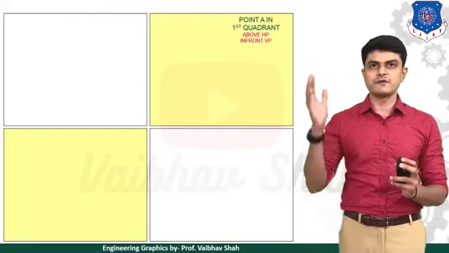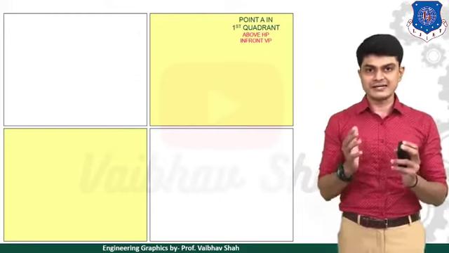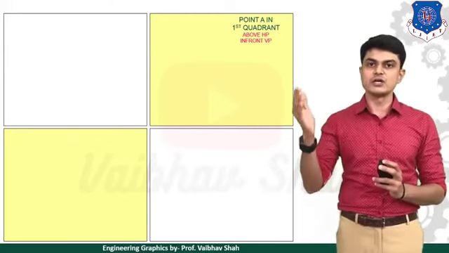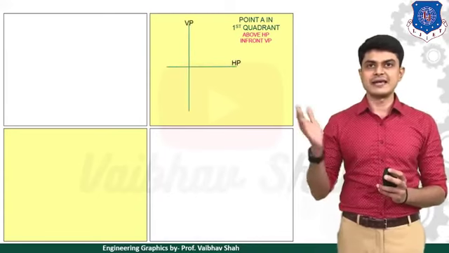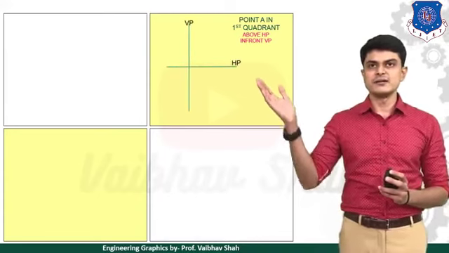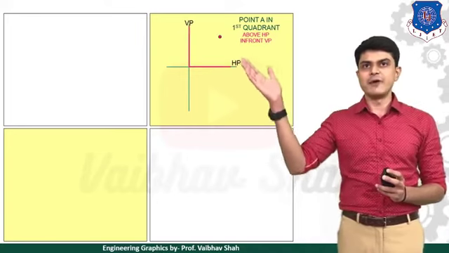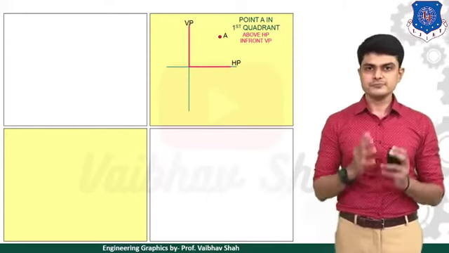Let us suppose our point A is now in the first quadrant. First quadrant means what? Let us remember our quadrant system once again. Above HP and in front of VP is known as the first quadrant, like this. So your point would be in the first quadrant like this. It is above HP and in front of VP. So this is supposedly your point A.